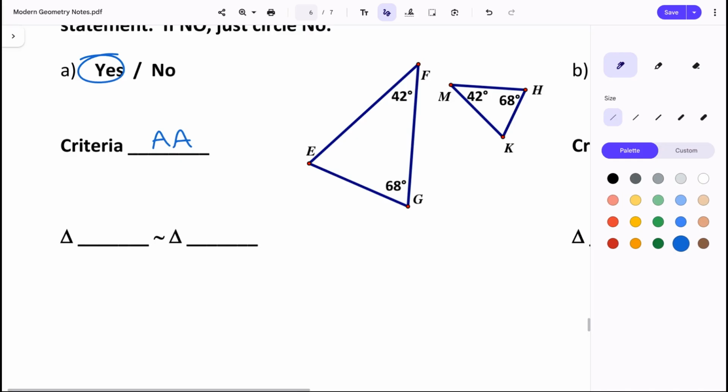So someone give me a name for the big triangle. FGE. And that would line up with what letters over here? Good, MHK. Again, make sure you're putting them in the right order. Matching pieces still need to go together. That's still important here. I will be checking for that. If you get a letter mixed up, you're going to miss a point, like on your test when you're asked for those similarity statements. So make sure that you're being extra careful.